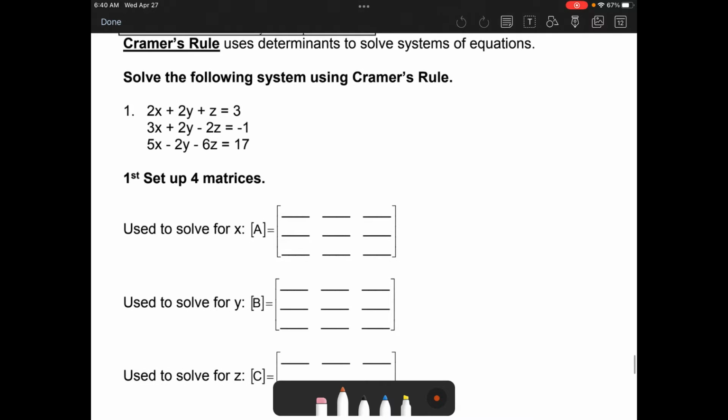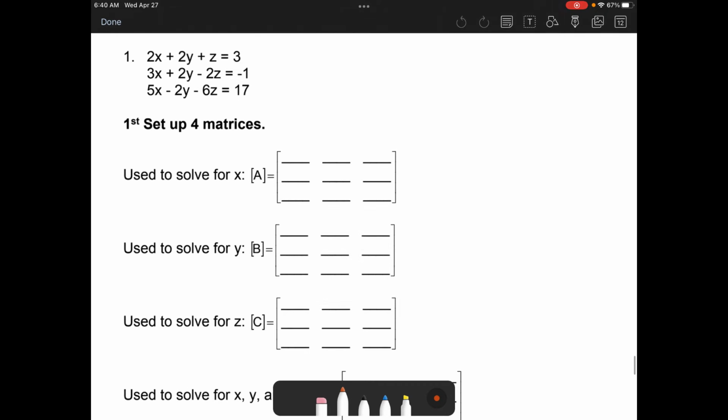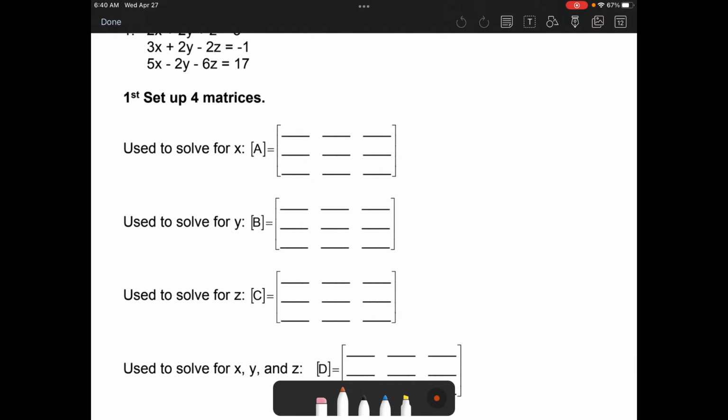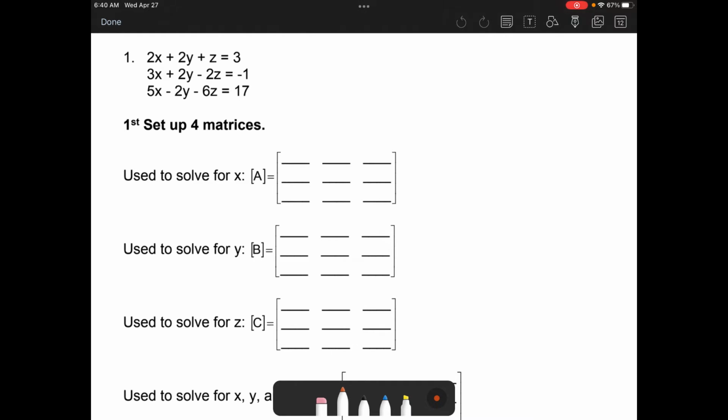We have three variables, x, y, and z. The first step is we have to set up four matrices. Probably the hardest part is setting up these matrices. Again, it's not hard, it's just the hardest part, but once you see the pattern, it's not going to be that difficult. Everything that we do here can be done by hand, but I will talk about it in terms of how to do it using your calculator as your resource to do the matrix operations.